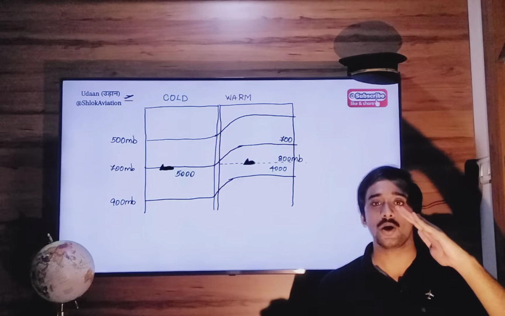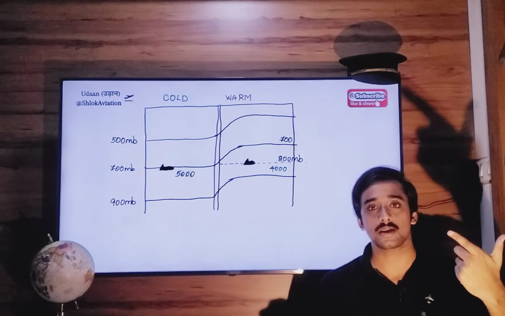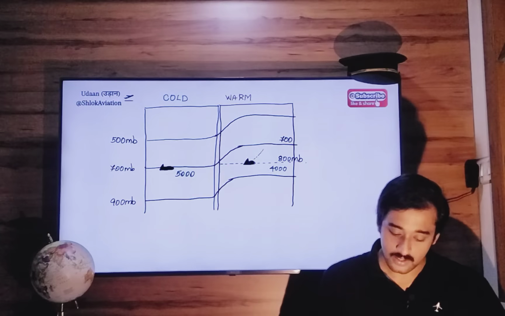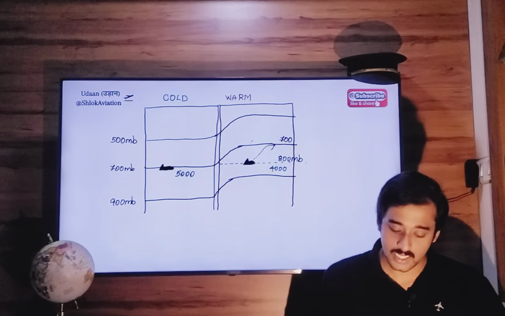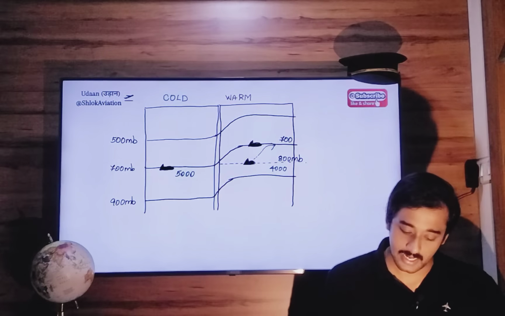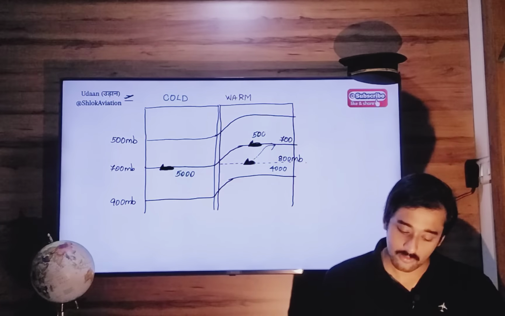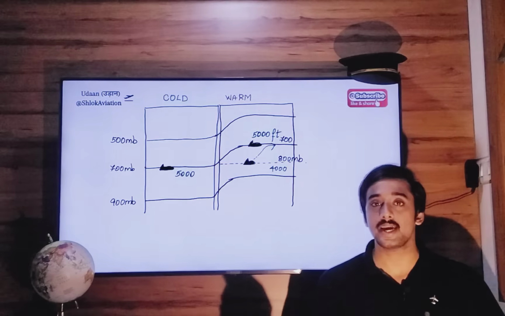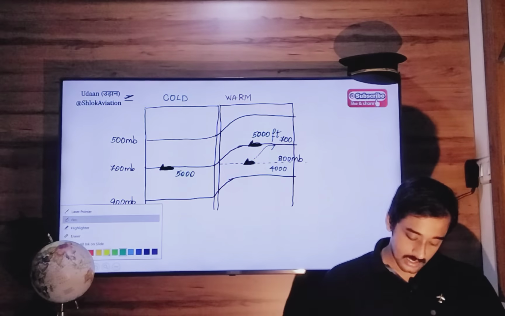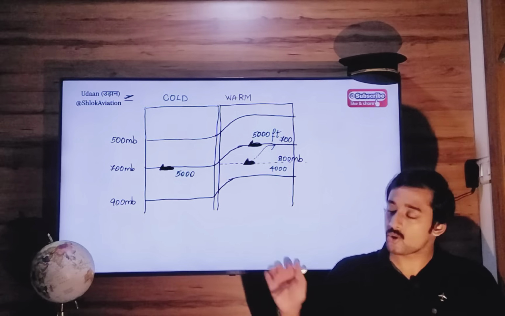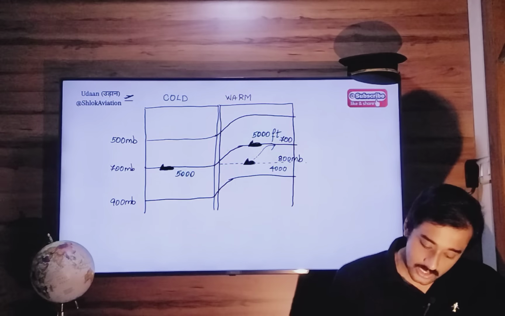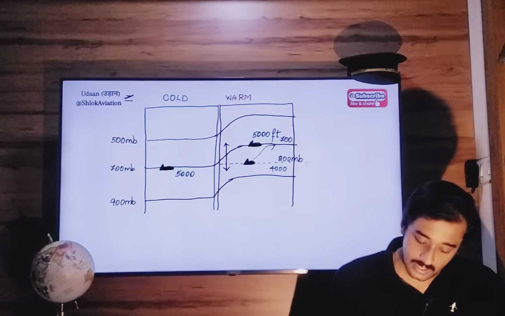To start climbing, your aircraft climbs until the altimeter indicates 5000 feet. So your pilot will start climbing, and then once he recaptures this 7700 millibar pressure level, his altimeter will correctly indicate 5000 feet. So what has happened actually? When you fly from a cold air mass to a warm air mass, the true altitude of your aircraft increases.